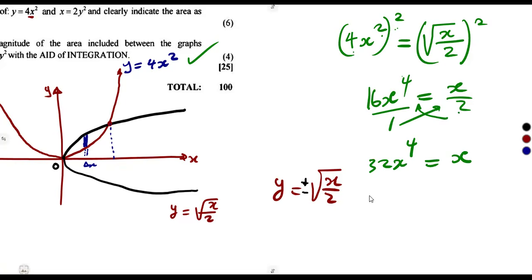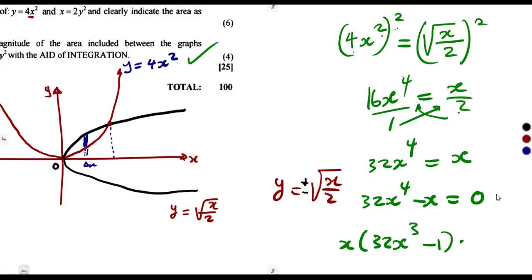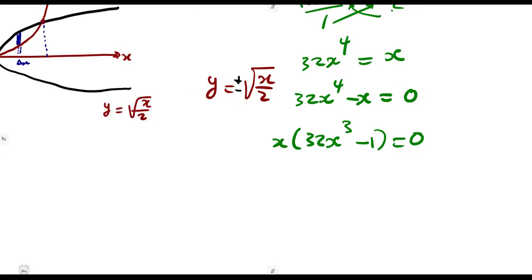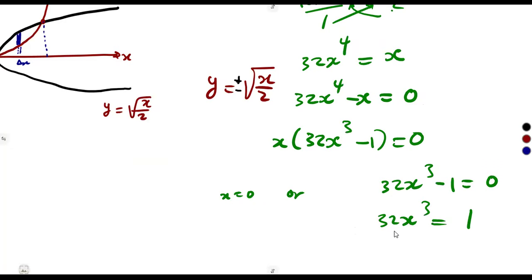Let's take this to the other side. 32x to the exponent of 4 minus x is equal to 0. So x times (32x to the exponent of 3 minus 1) is equal to 0. As we can see, the first one gives x equal to 0, or from this one, we equate it to 0: 32x cubed minus 1 is equal to 0. So 32x cubed is equal to 1. Divide by 32 on both sides, so x cubed is equal to 1 over 32.